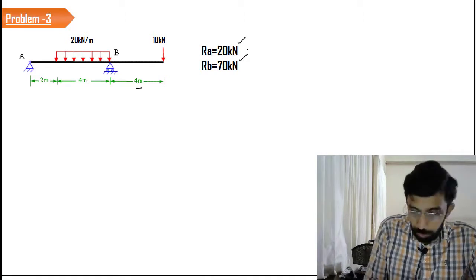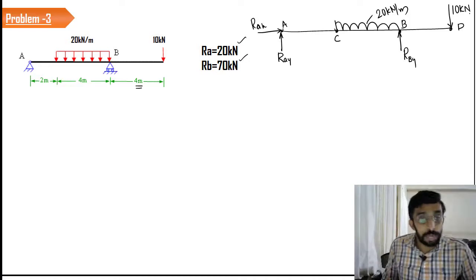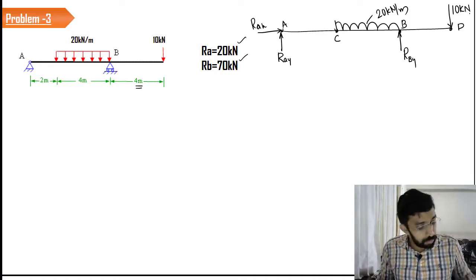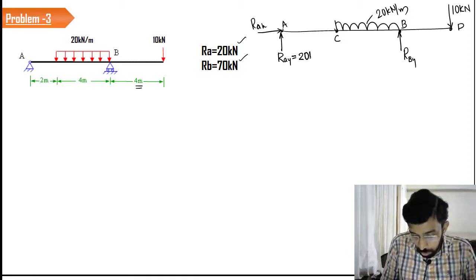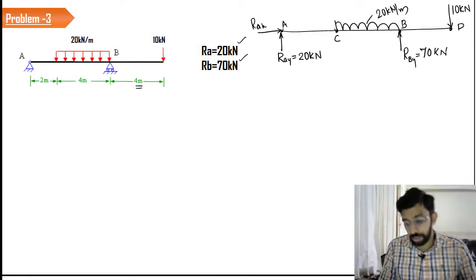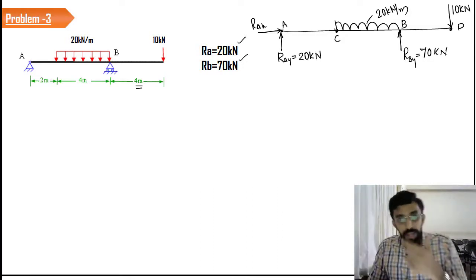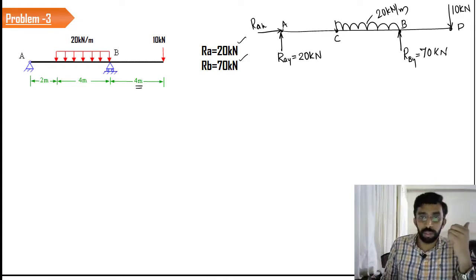Okay, so I'm going to represent this entire system here as a free body diagram. Upon calculating the moments and by applying the equilibrium equations, we found that the reaction RA is equal to 20 kilonewton, and RB is equal to 70 kilonewton. So first analyze the question and then we will go with the solution.